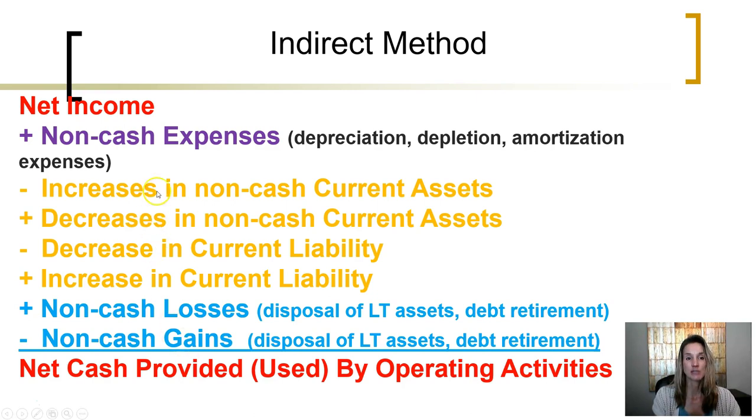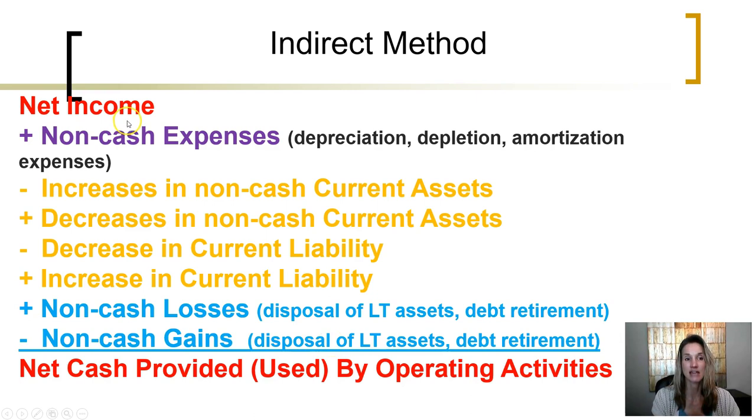The series of adjustments begins with adding back non-cash expenses, such as depreciation, depletion, or amortization expenses. Then we add and subtract changes in non-cash current assets and changes in current liability accounts during the year. Then we add back any losses that did not involve cash, such as a loss from disposing of long-term assets or a loss from the retirement of debt. And we subtract out any non-cash gains from the disposal of long-term assets and debt.